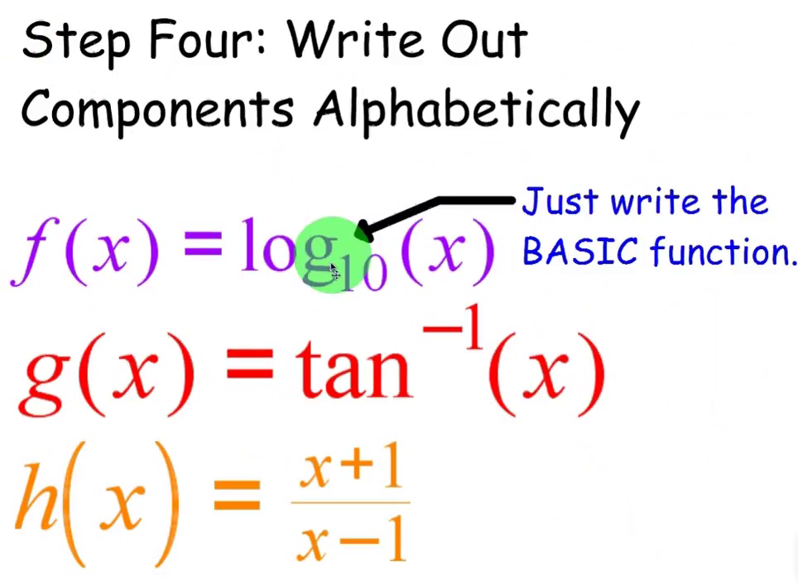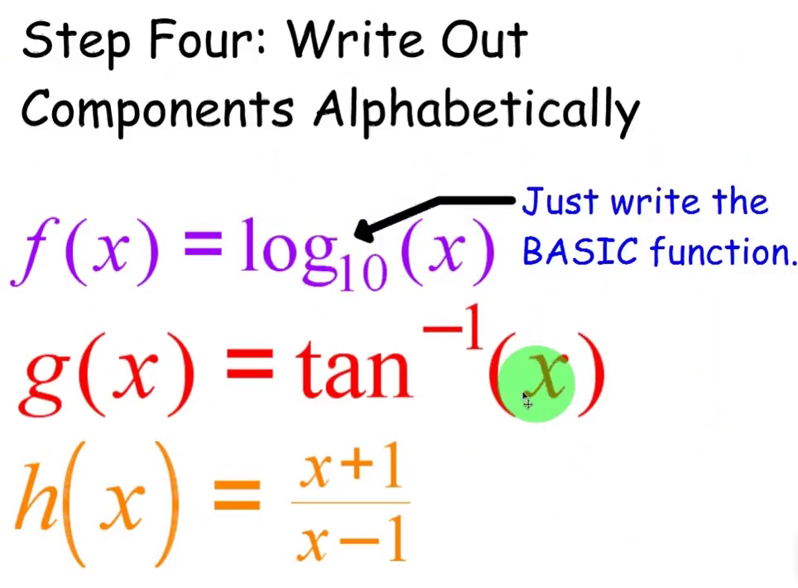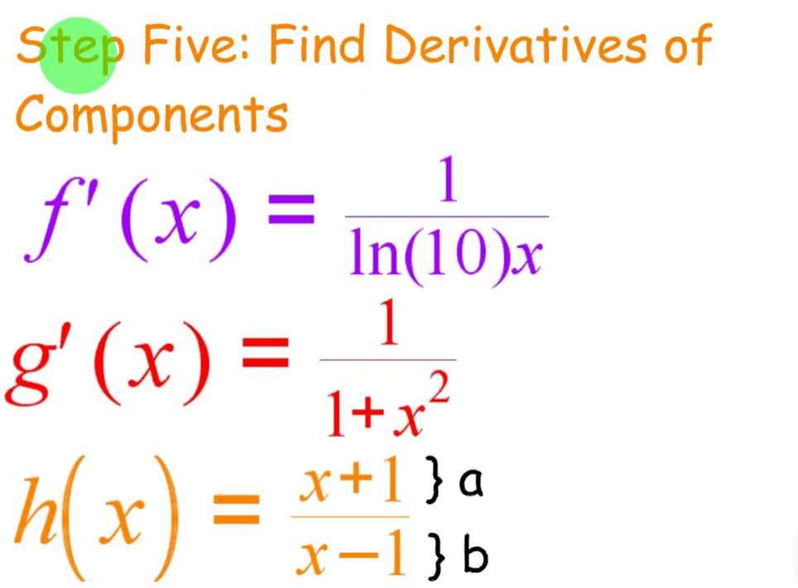So remember, you're just writing the basic function, so it's log base 10 of all of that stuff inside, which just becomes x, right? And then tan inverse of, instead of that fraction, it's just x. And then find the innermost function h of x, which is (x plus 1) over (x minus 1).